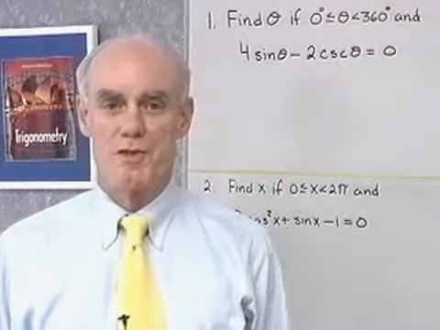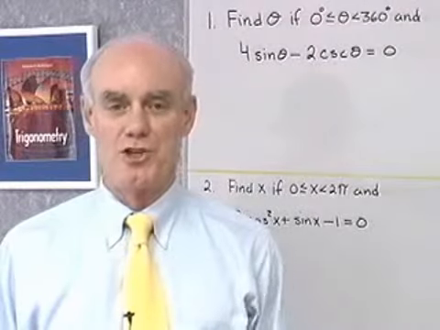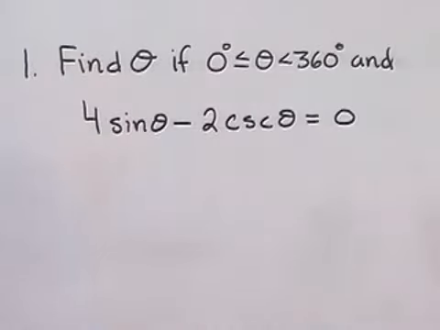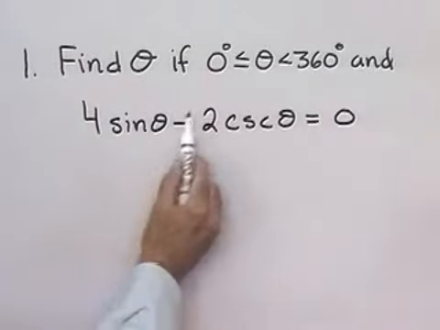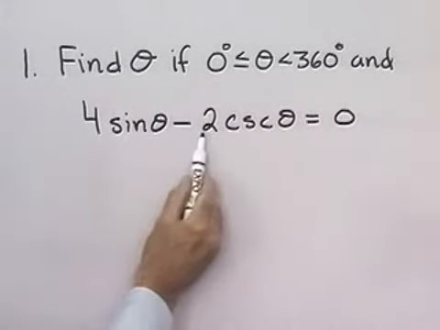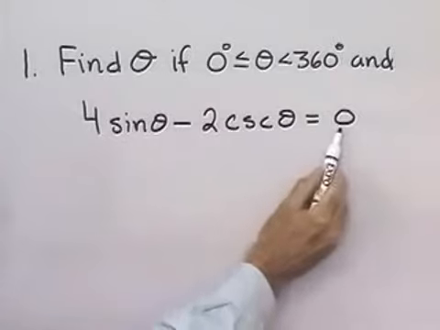In this section, we want to solve some equations that also require that we use some of our trig identities. Here's our first one. I want to solve this equation for theta for all values of theta between 0 and 360. And I have 4 sine theta minus 2 cosecant theta equals 0.